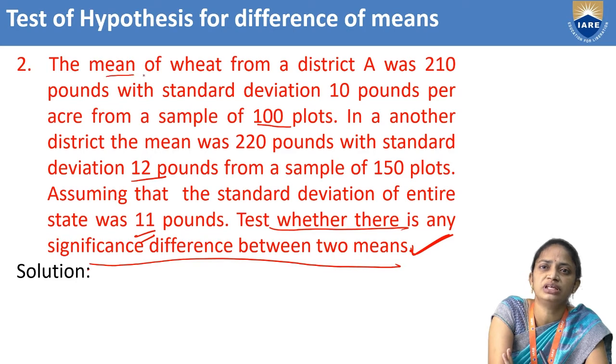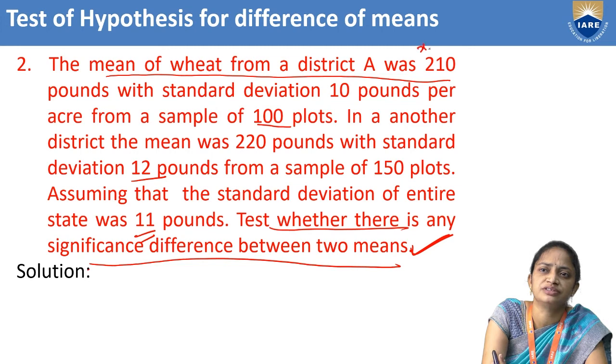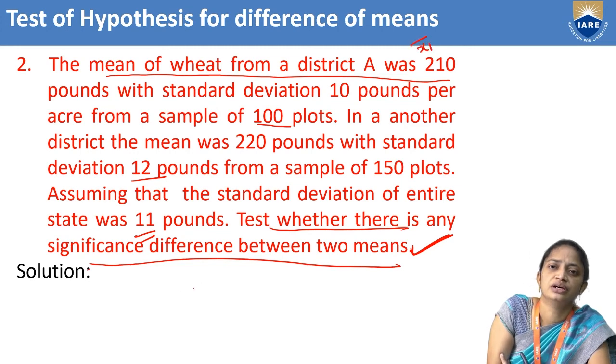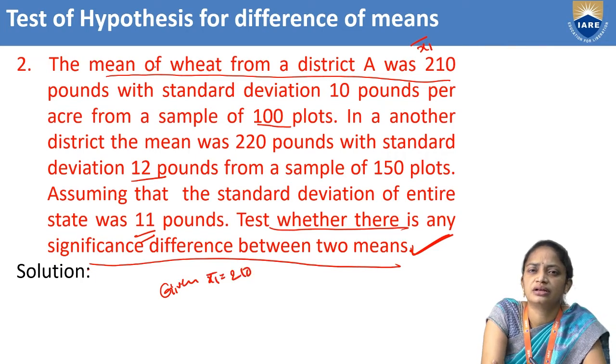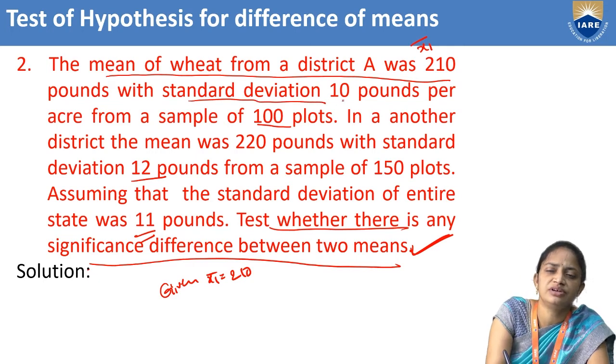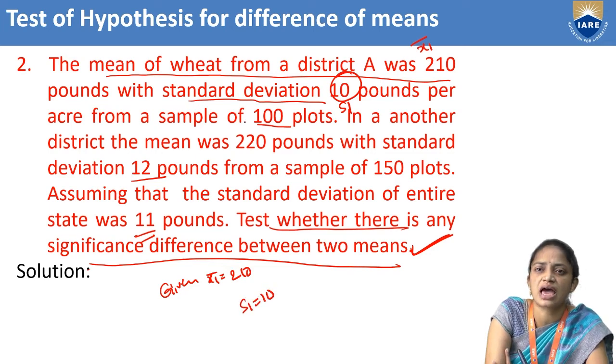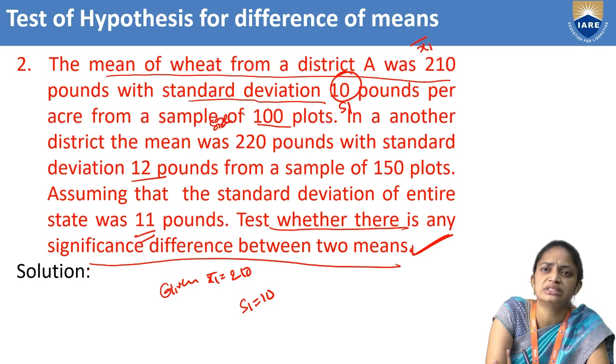So the mean of the sample, they have given that x1 bar equal to 210. And then the continuation sentence is sample standard deviation. The sample standard deviation is denoted with S1. So here S1 equal to 10 per acre, from a sample of size.